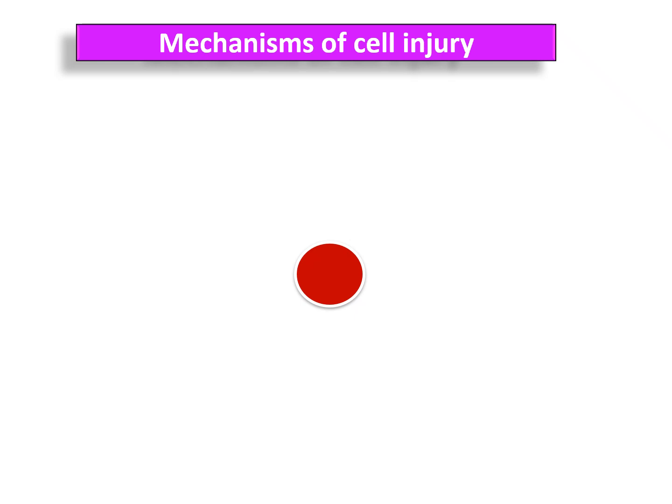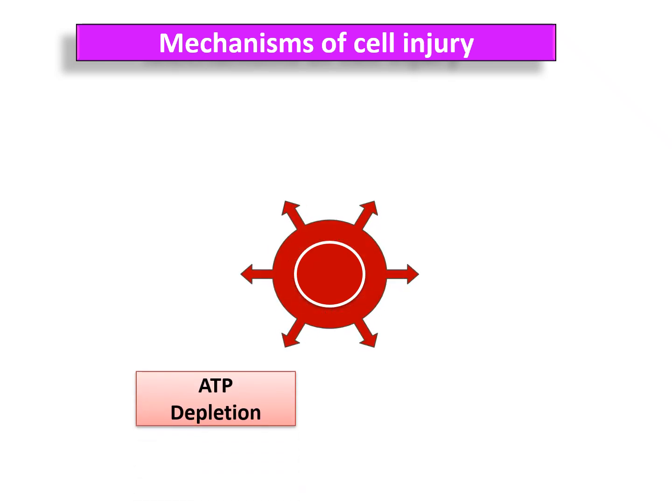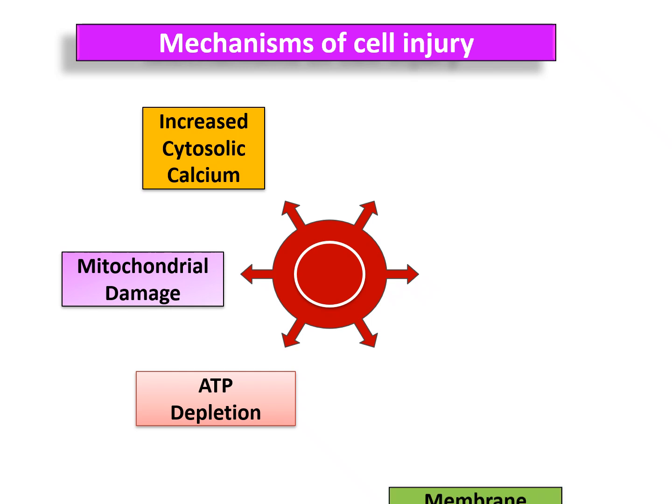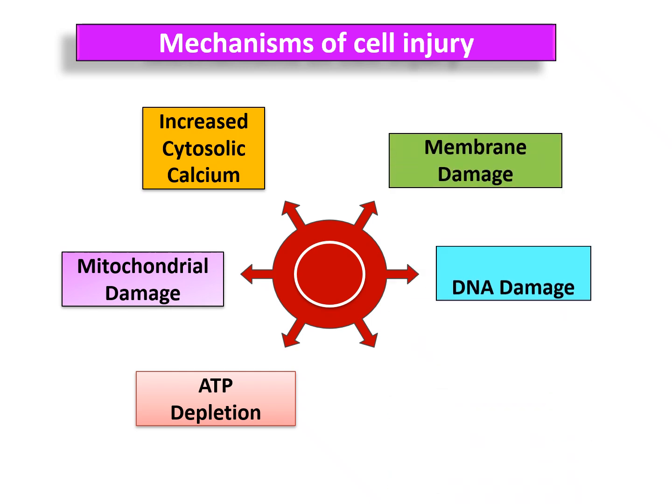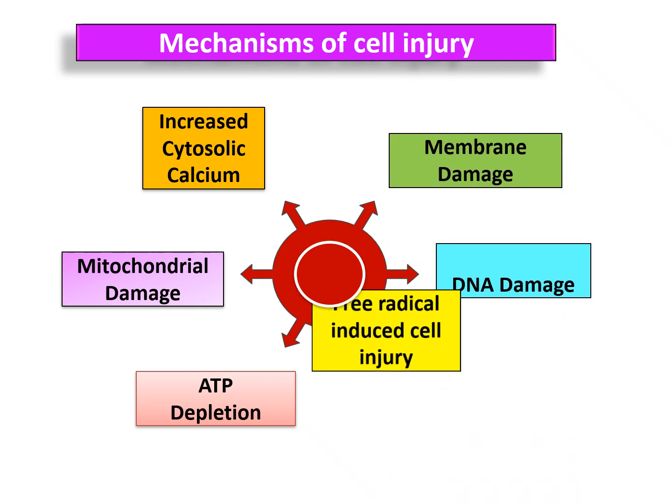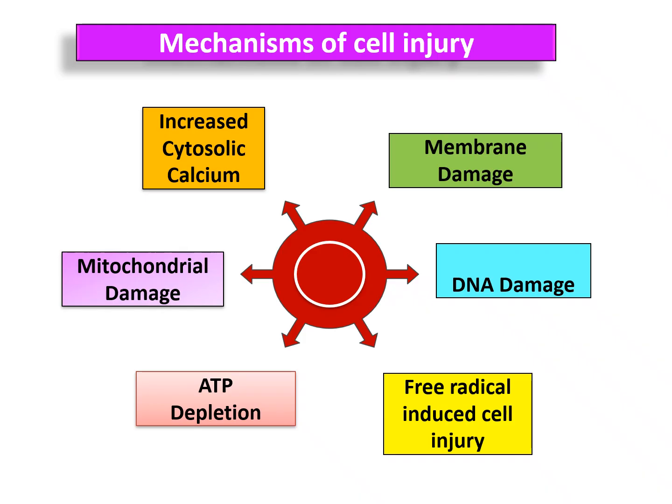First, let us have a brief look at the mechanisms of cell injury which we have learned in the previous session. The various types are ATP depletion, mitochondrial damage, increased cytosolic calcium, membrane damage, DNA damage, and the final thing is free radical induced cell injury.